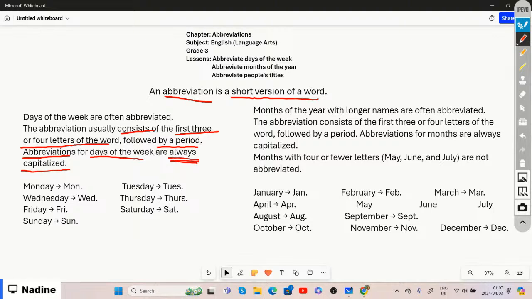All right. So if we look at our days of the week, remember we have 7 days of the week. We have Monday, and if we abbreviate Monday, it will be the first 3 letters, which is Mon, followed by a period. If we abbreviate the second day of the week, which is Tuesday, it is Tues with a period at the end.